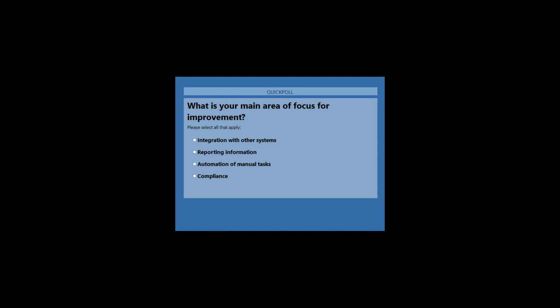So we've talked a lot about the innovation that's coming out with Microsoft Dynamics. And so the question here is just the main areas that you're looking for improvement within your company. Answer is integration with other systems, reporting information, automation of manual tasks, or the compliance. We've got some folks coming in here early, Paul. Let's kind of mix integration, reporting, and automation. Give this a couple more minutes.